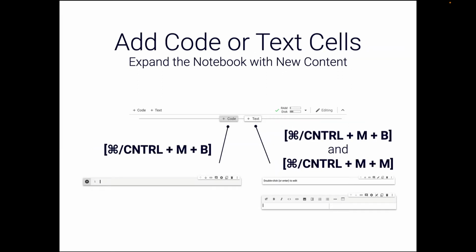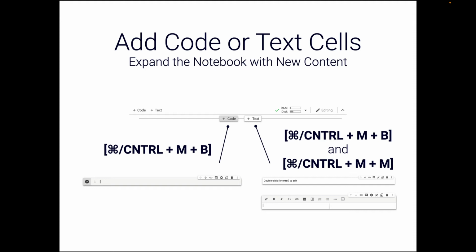Now, when you want to add code or text cells into the notebook, that is, you want to add additional content, you can do it in a few different ways. First, you can hover over a cell in between 2 cells to pull up the plus code and plus text option. Or what you can do is you can use keyboard shortcuts, so Command or Control plus M or plus B. So Command if you're on Mac, Control if you're on Windows. We'll create here a code cell underneath the previous one.